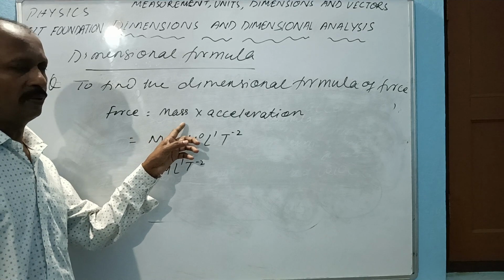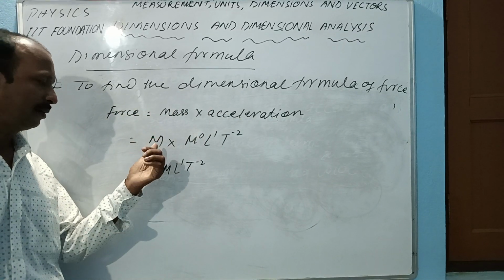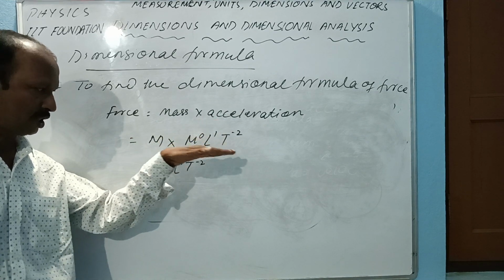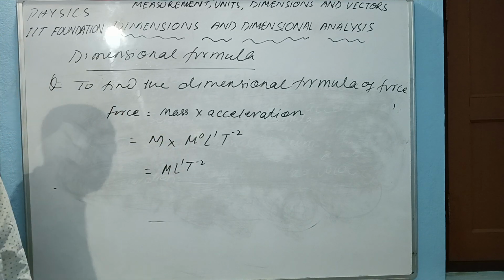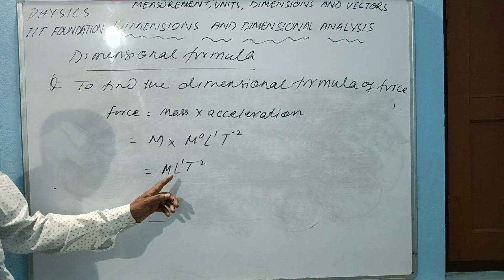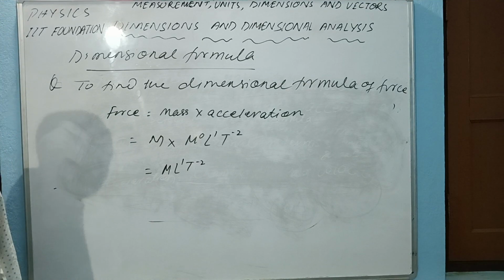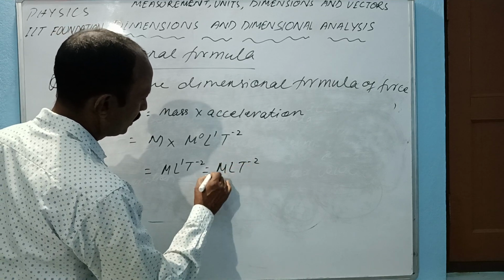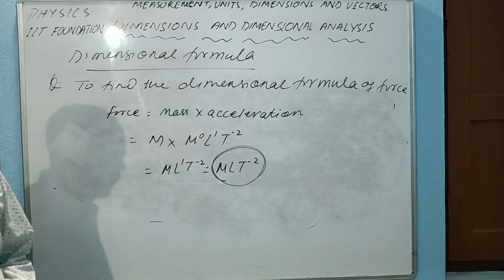Force is the product of mass and acceleration. Mass is a fundamental quantity, I have expressed with m. Acceleration, its dimensional formula I found out before, m to the power 0, l to the 1, t to the minus 2. So now the dimensional formula of force is m l to the power 1, t to the power minus 2, or you can write m l t to the power minus 2. This is the dimensional formula for force.